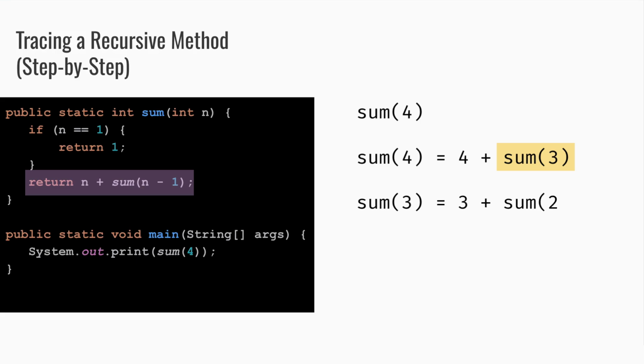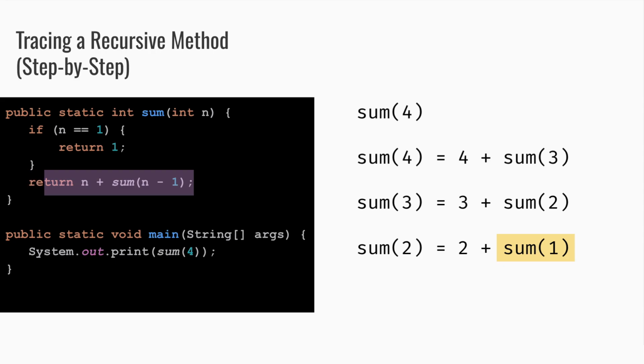And for sum3 equals 3, which is the current value of n, plus sum3 minus 1, which is 2. So 3 plus sum2. Now, it has to figure out sum2. And for sum2 equals 2, which is the value of n, 2, plus sum1, which is 2 minus 1. Now it has to figure out sum1.